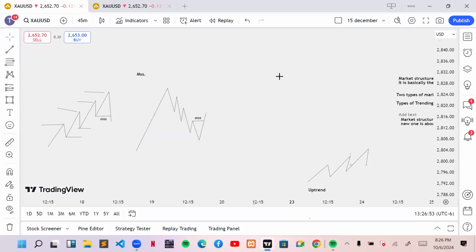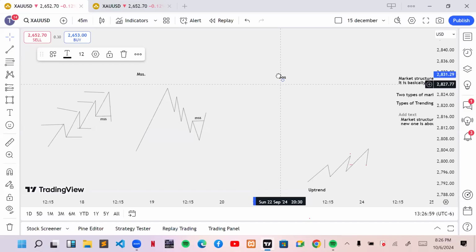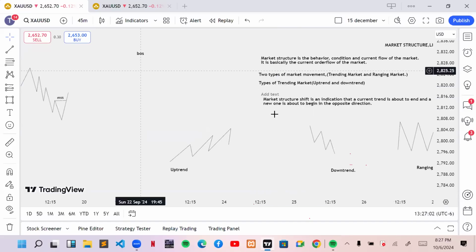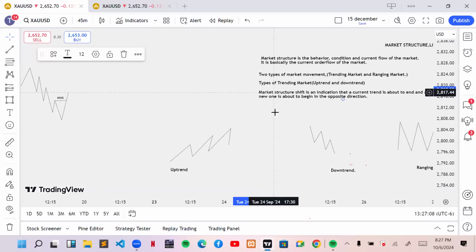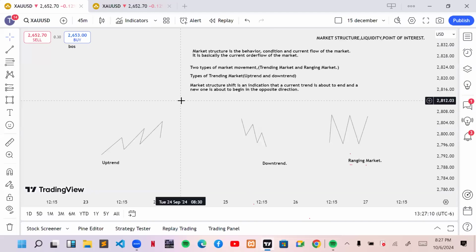Now, what do I mean by a break of structure? A break of structure is when the market breaks a significant zone in price while still remaining in the same direction it was on before. In a market structure shift, it will change trend to the opposite direction. But in a break of structure, it will break a significant zone in the market, be it a high, a support zone, or a resistance zone, but it's still going to remain in the same trend it was on before. So let me write it down.